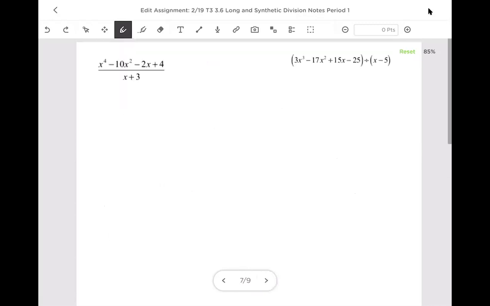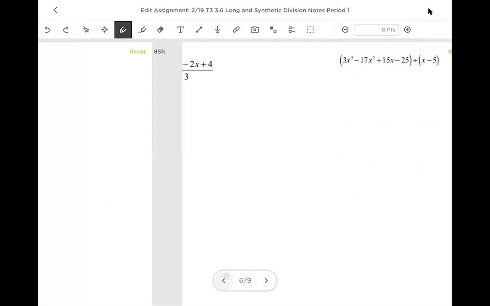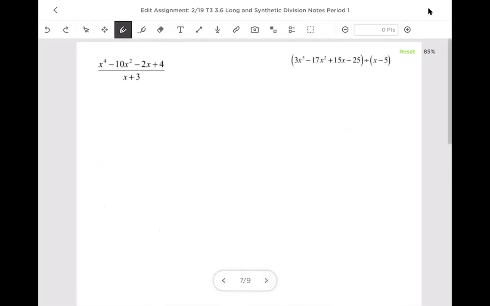So let's look on the next page, okay? I'm on slide 7 now. Wait, isn't it the one we just did? 2x squared minus 2x plus 4. Okay, we just did that one. So let's look at this one. So x minus 5 is my factor. Well, possibly, right? So that means we're going to put 5 in the house. And we're going to write 3, -17, 15, and -25. Okay?